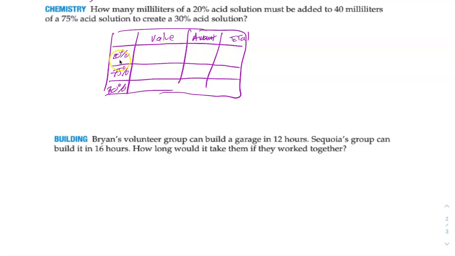So what's the value of 20% acid? Well, we're asking how much acid is there, so 20%. What's the value of 75% acid? Well, 75%. And then this would be 30%. What's the amount? So let's look at the question.